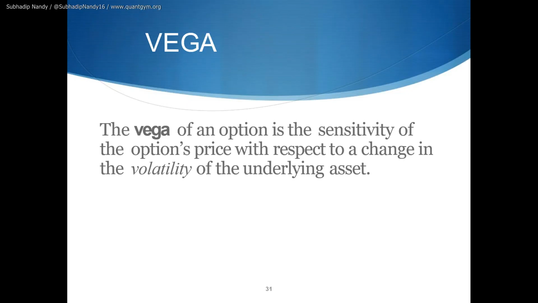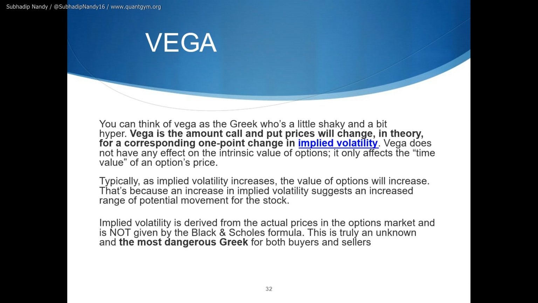Let's come to Vega then. Vega of an option is the sensitivity of the option's price with respect to a change in the volatility of the underlying asset. You can think of Vega as the Greek who is a little shaky and a bit hyper. Vega is the amount call and put prices will change in theory for a corresponding 1-point change in implied volatility. Vega does not have any effect on the intrinsic value of options. It only affects the time value of an option's price.